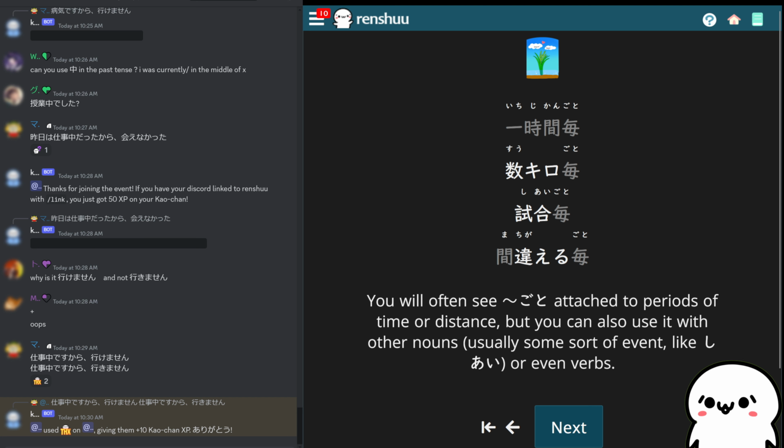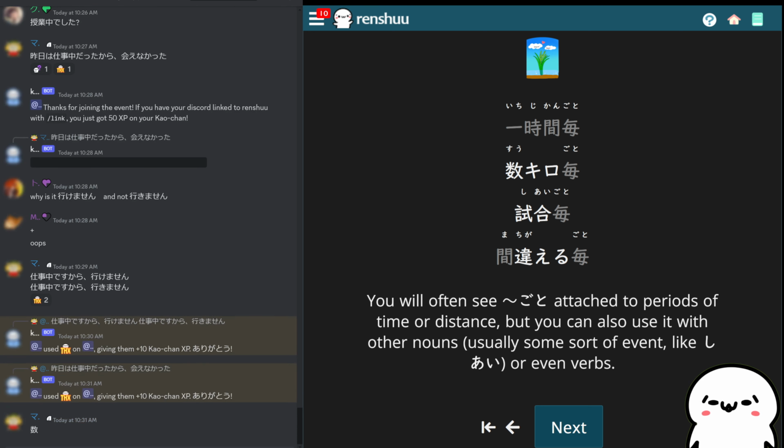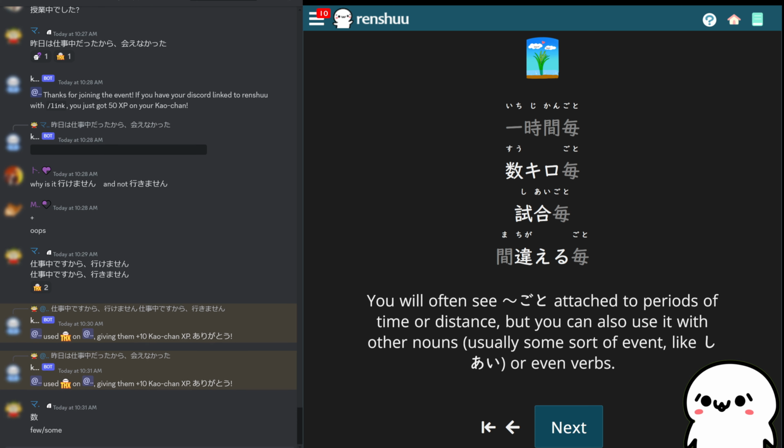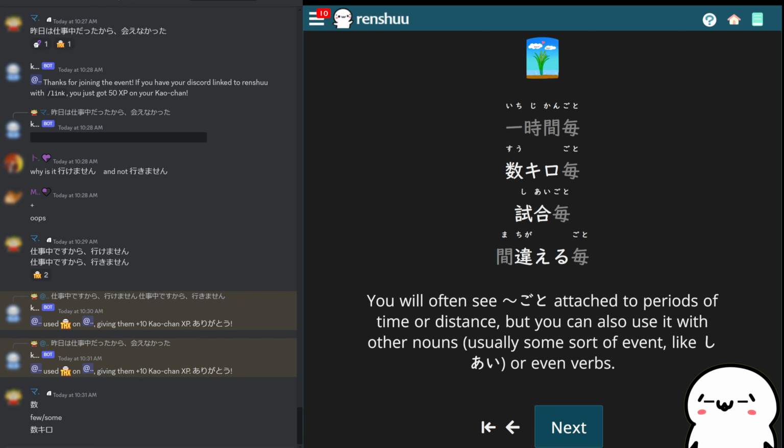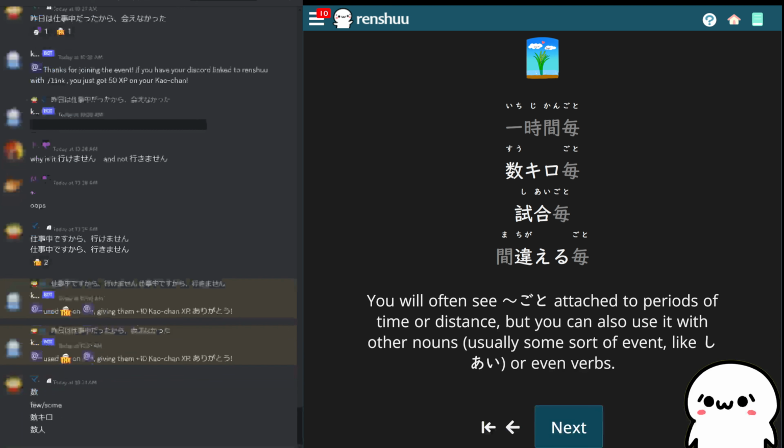The second one says su kiro goto. And if you didn't know, quick little vocab lesson. Su is a prefix, which means few or some. So if you say su kiro, that means a few kilometers. If you say su nin, that means a few people.